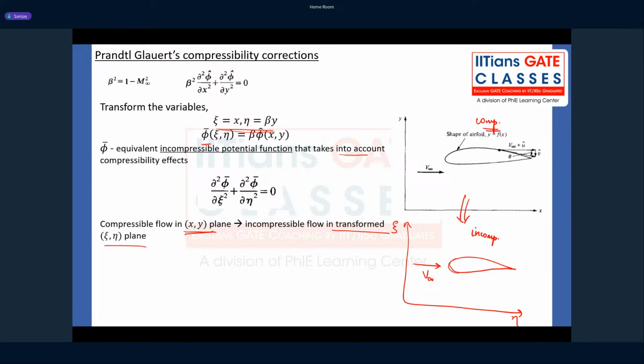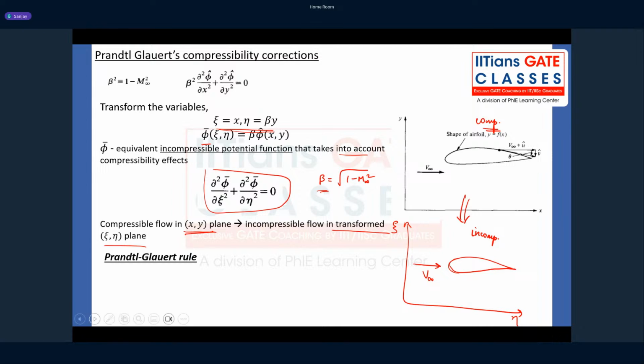When I do this transformation, I get this equation, which is exactly the Laplace equation, the incompressible form of the Laplace equation, but only it is in the zeta eta plane. Which means if I solve this Laplace equation and get my pressure distribution and my lift distribution, all of that is only changing by a factor beta. What is beta? Beta is root of 1 minus M infinity squared.